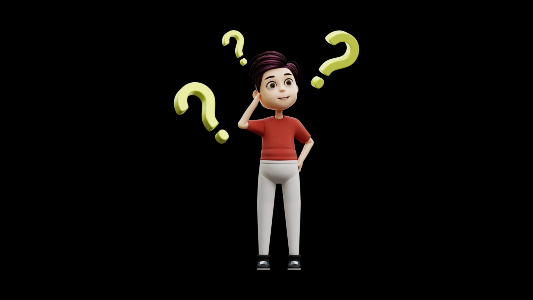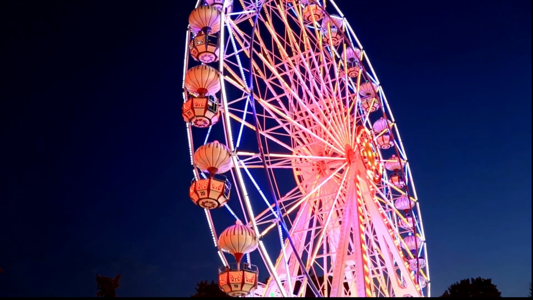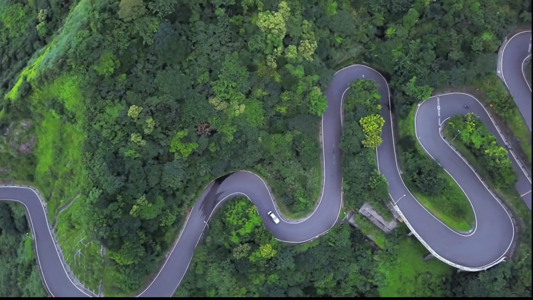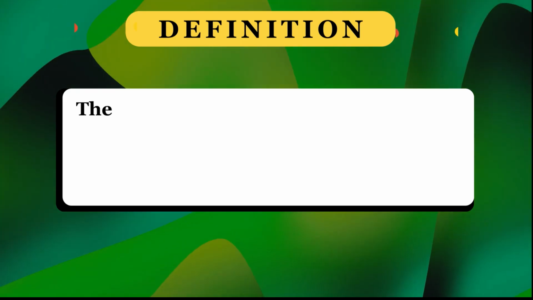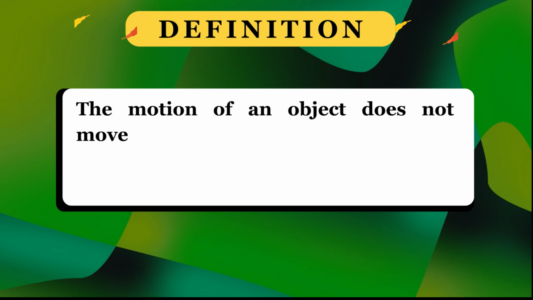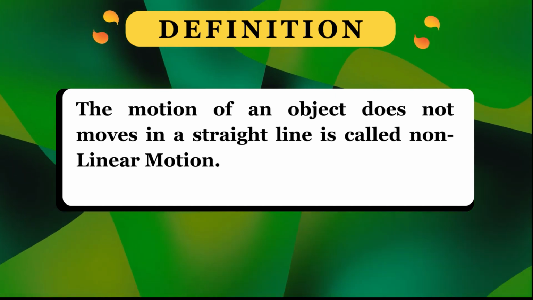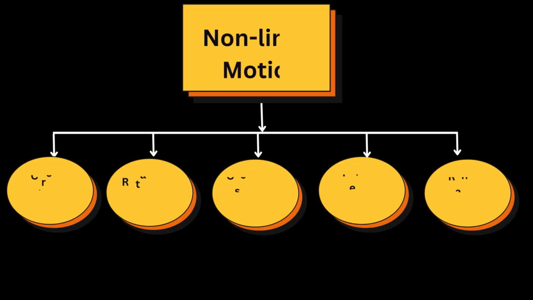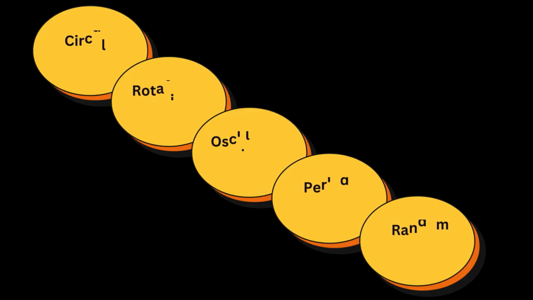Have you ever wondered why planets orbit around stars? Or why a Ferris wheel spins? Friends, these are just two examples of nonlinear motion. The definition of nonlinear motion is: the motion of an object that does not move in a straight line is called nonlinear motion. Now, let's see types of nonlinear motion. Nonlinear motion may be of the following types. We will discuss them in detail with proper examples.